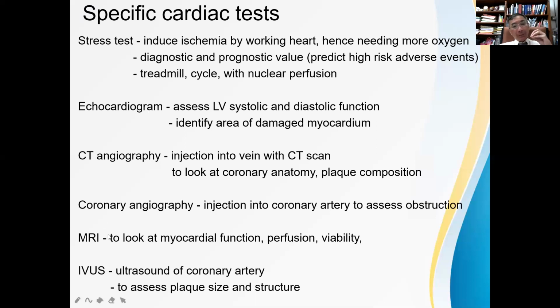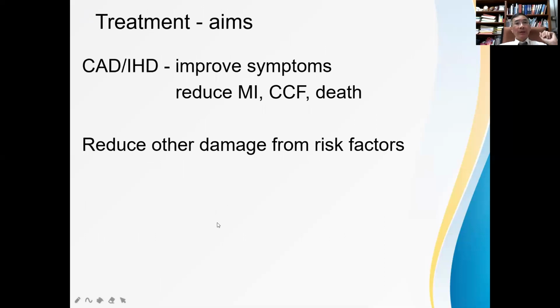We are able to do MRI of the heart to look at its function, the perfusion to the heart, and the viability of the muscle. The intravascular ultrasound of the coronary artery can also be done, and by that, you are able to assess the plaque size and structure of the plaque. Remember what we said, that the structure of the plaque is very important to tell whether it is going to produce a stable or unstable condition.